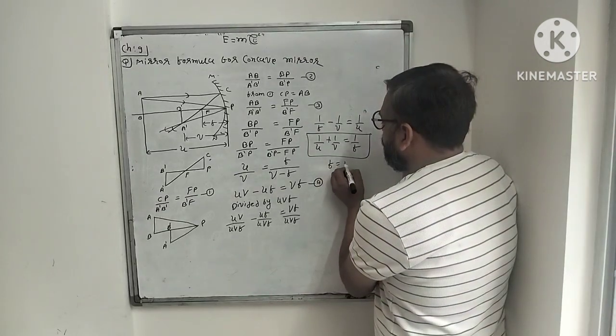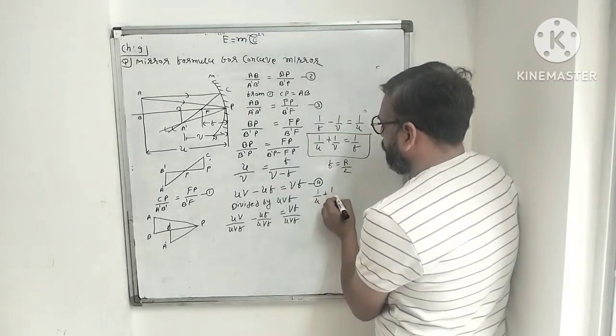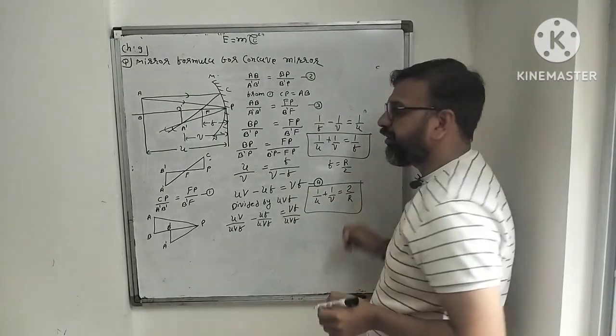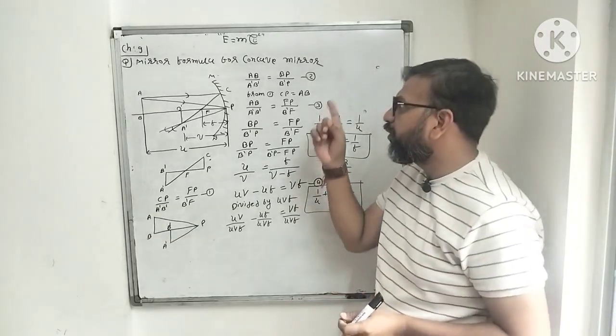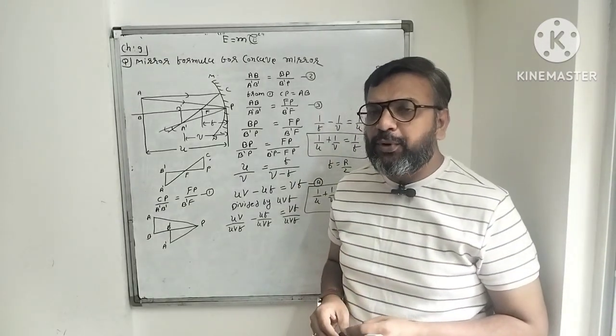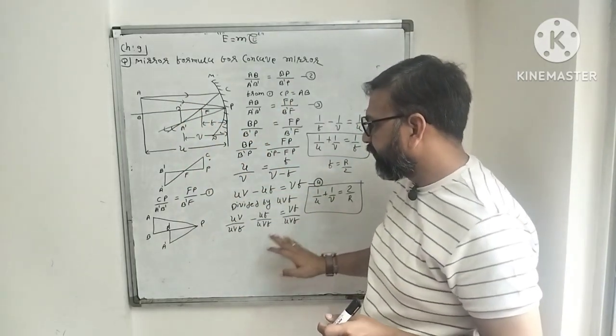From the relation F equal to R by 2, we can also write this equation as 1 upon U plus 1 upon V equal to 2 by R. This is the mirror equation for the concave mirror. So, draw the figure properly with arrows and write the theory.